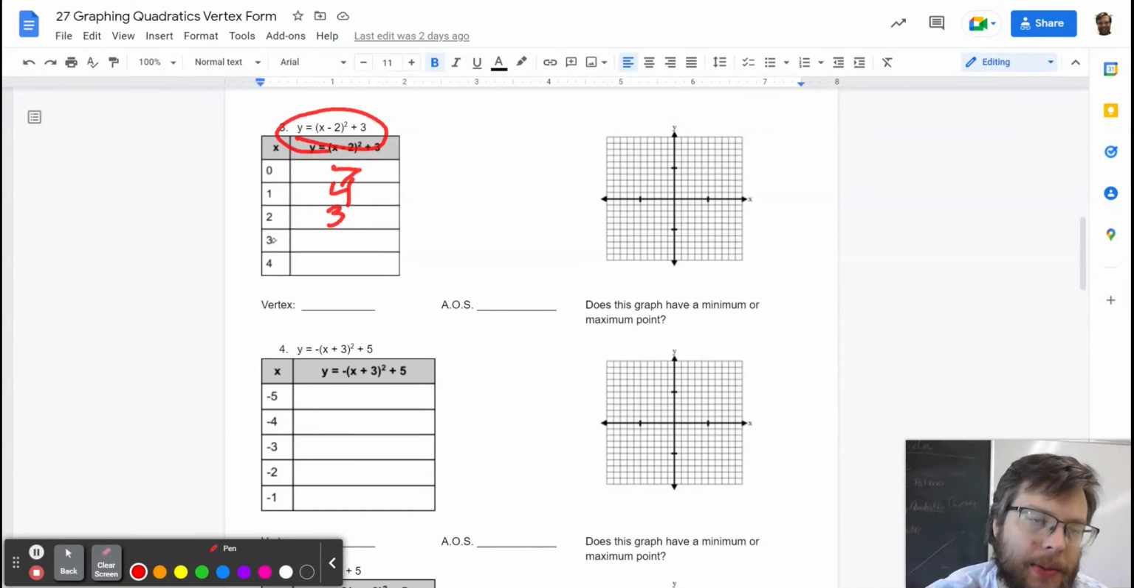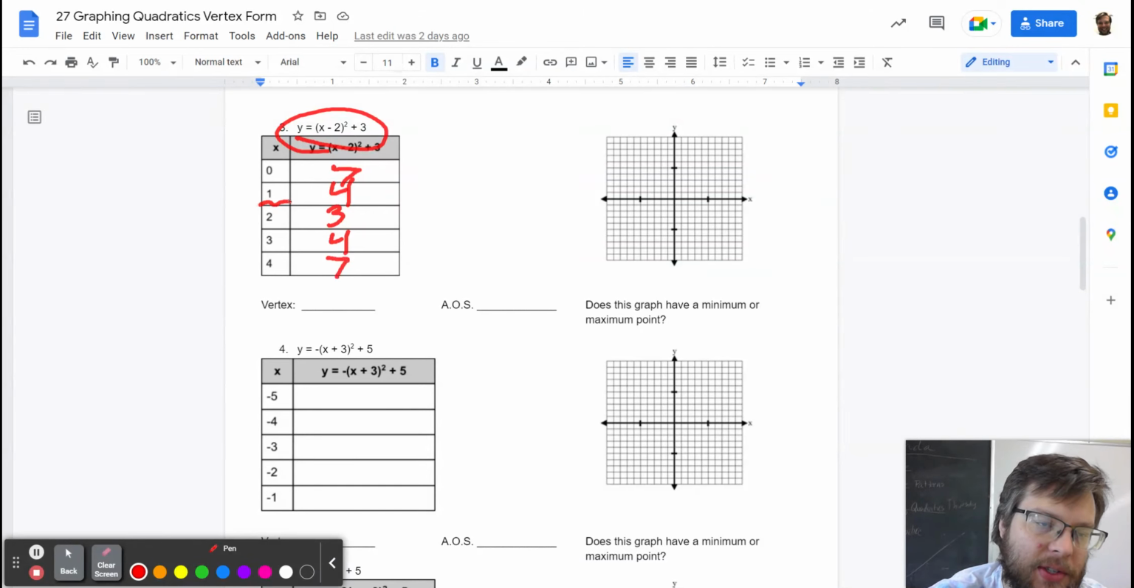Next up, x equals 3. 3 minus 2 is 1. 1 squared is 1. 1 plus 3 is 4. Last one, x equals 4. 4 minus 2 is 2. Square that, you get 4. Plus 3, you get 7.